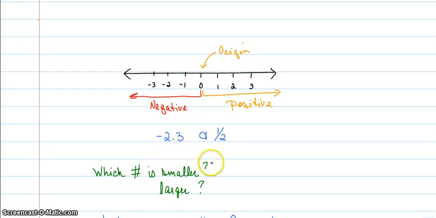So let's look at negative 2.3 and 1/2. Now when I graph negative 2.3, I'm going to go negative 2 and then a little bit more. So right about there is negative 2.3. Now when I graph 1/2, it's going to be between 0 and 1. Positive 1/2. Okay, now which number is smaller? Negative 2.3. Which one's larger? 1/2.